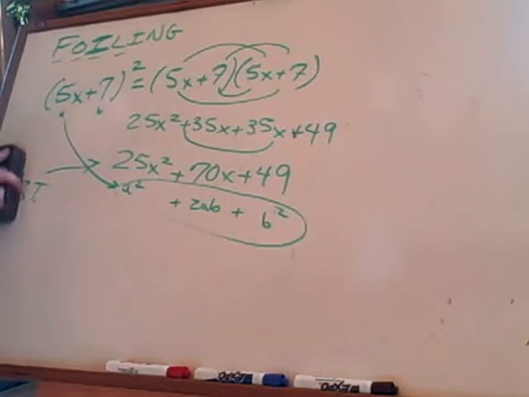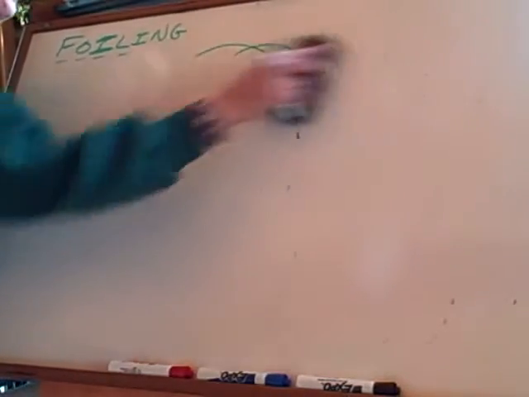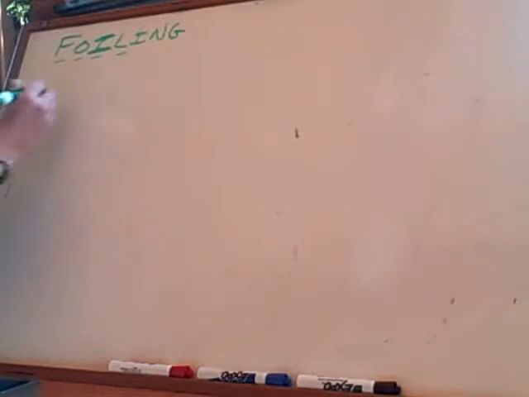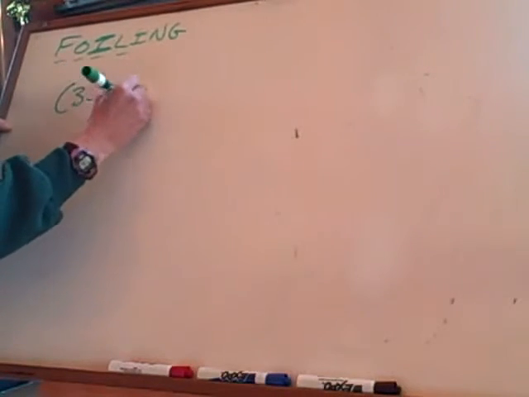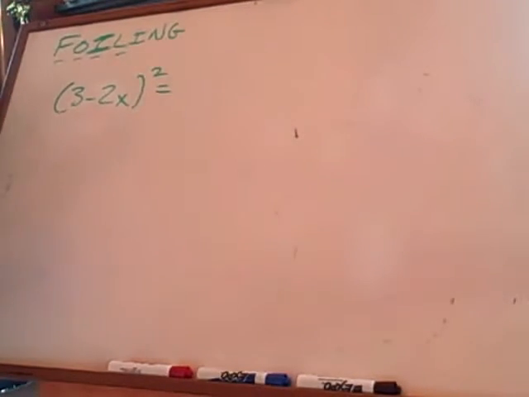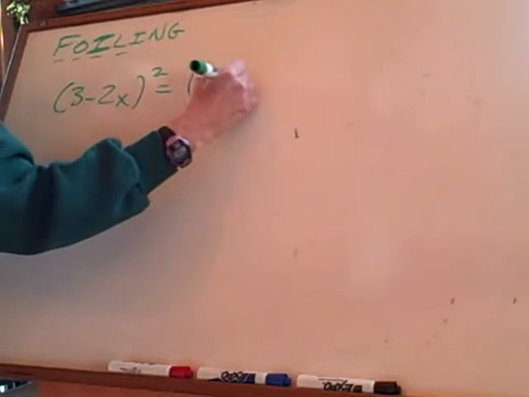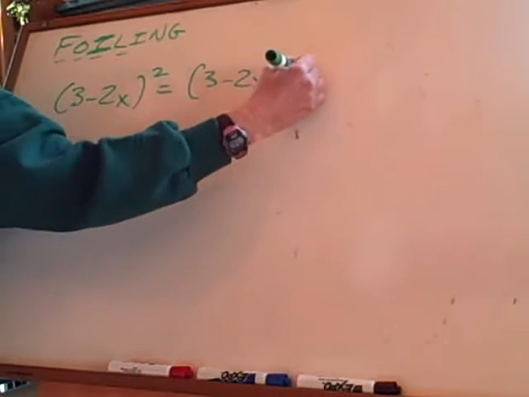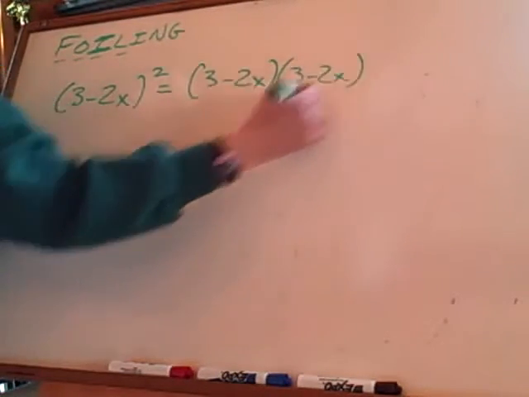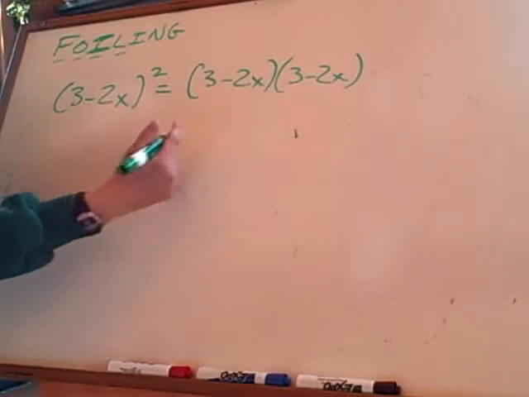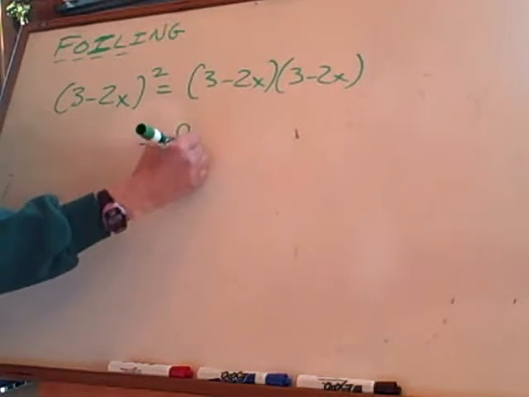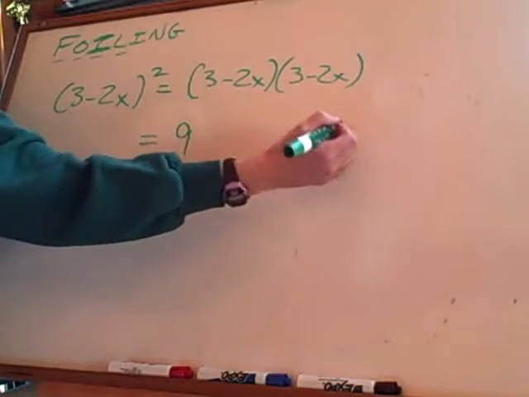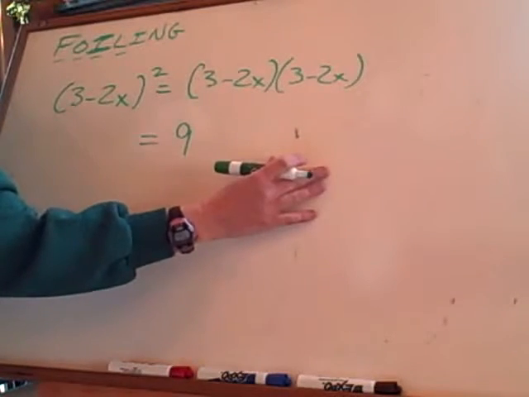Okay? So let's do that last example on that first page. It looks like 3 minus 2x quantity squared. What's the first thing you do? You rewrite it as multiplication. 3 minus 2x times 3 minus 2x. Okay, so what's my a squared going to be? 9. Okay, and I'm going to have something in the middle, but what's my b squared going to be?